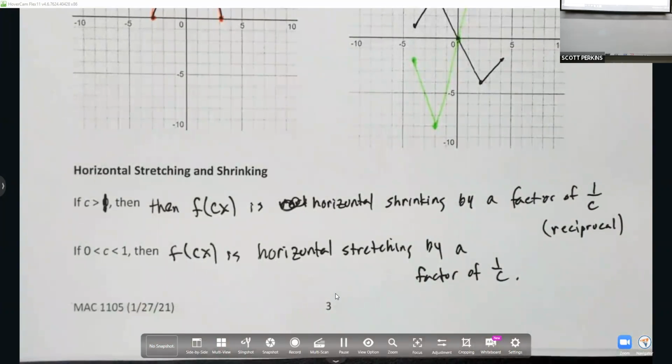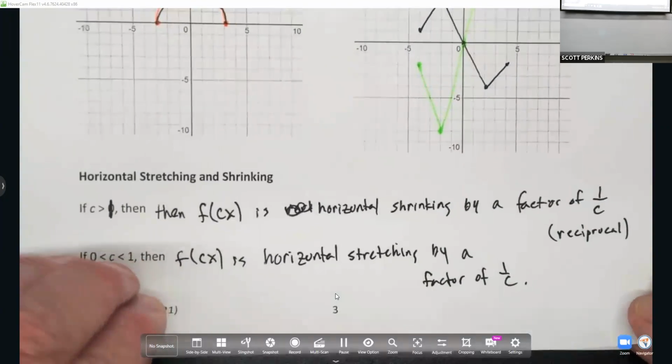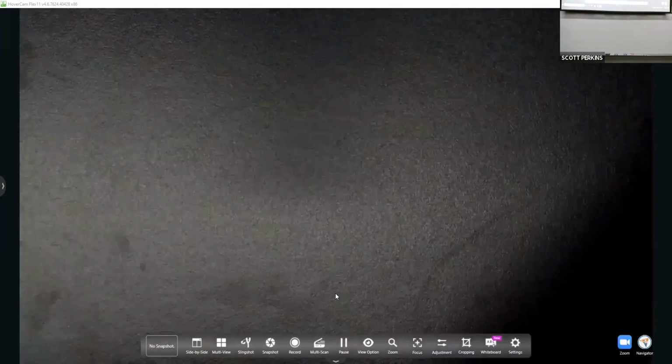Just giving you a moment to copy that down. And then we're going to go through some examples like we just did for the vertical. So here goes.